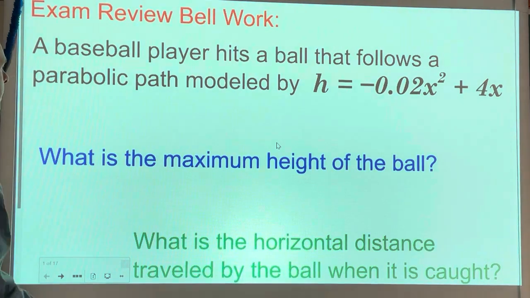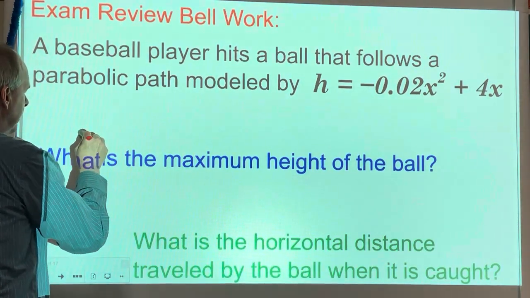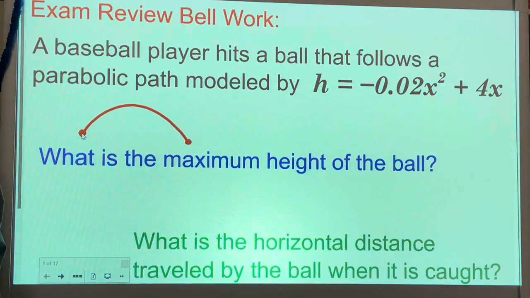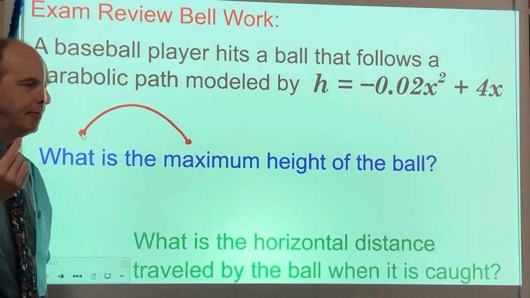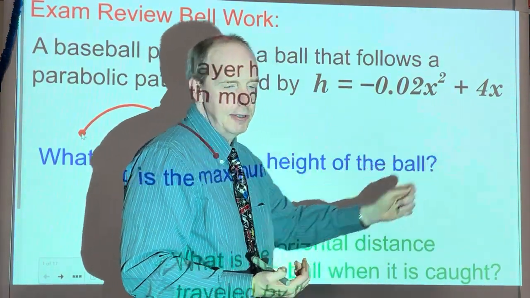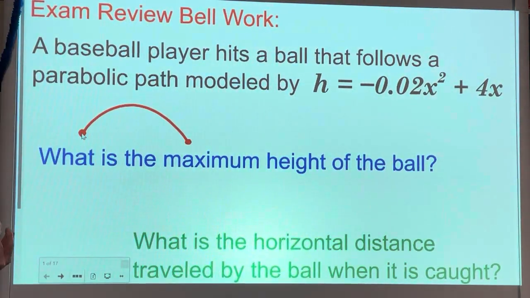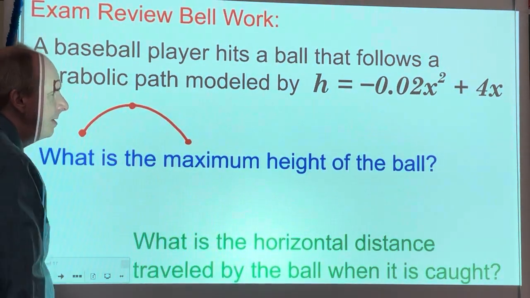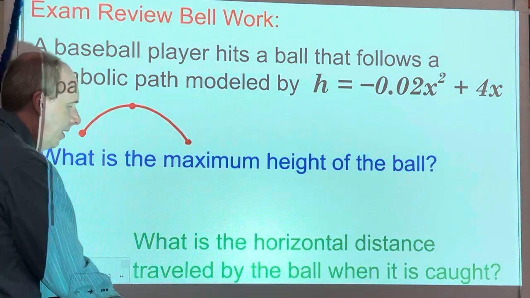All right, welcome back. So, a parabolic path. We're going to hit the ball, it's going to go kind of like that. We're looking for the maximum height. Maximums occur for a parabola, and it is a parabola, it's f squared, at where? The vertex. So, find your vertex. Formula for vertex.